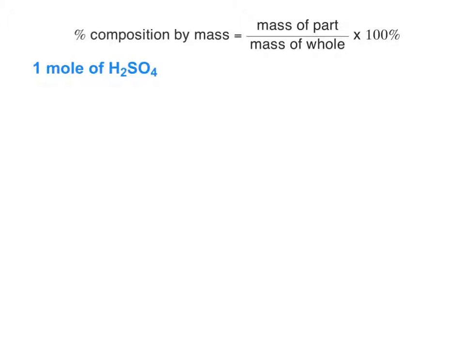Here is another example. Let's calculate percent composition of the constituents of sulfuric acid. To start my calculations, I will first calculate the mass of the whole sample. I need to calculate the mass of 1 mole of sulfuric acid, which is easy to do using our molar mass of sulfuric acid. 1 mole of sulfuric acid is made of 2 moles of hydrogen atoms, 1 mole of sulfur atoms, and 4 moles of oxygen atoms. So all of them add up together to 98 grams.